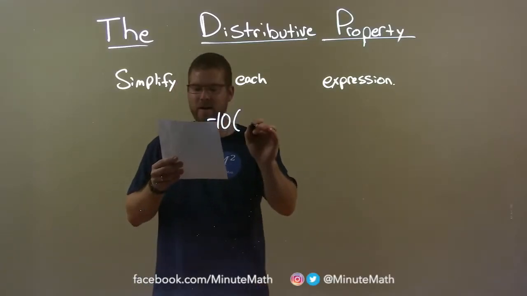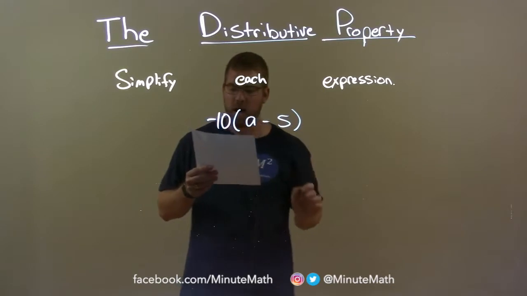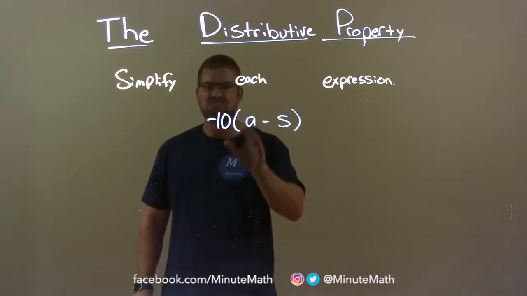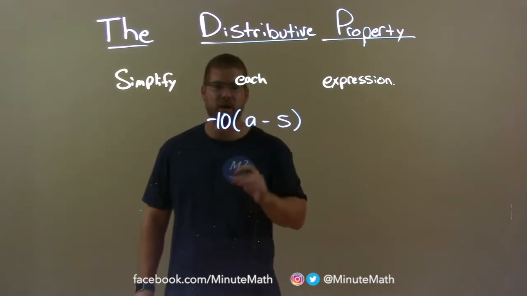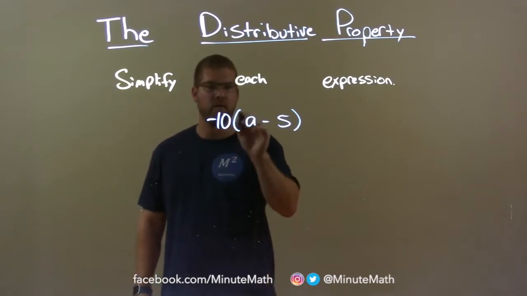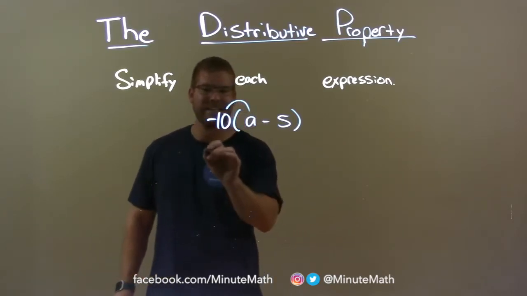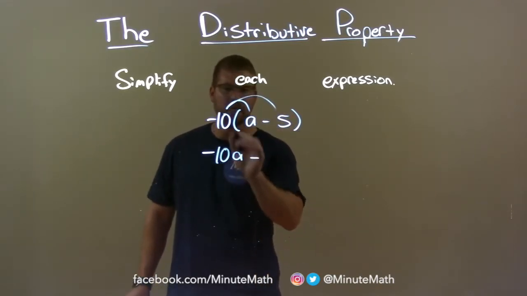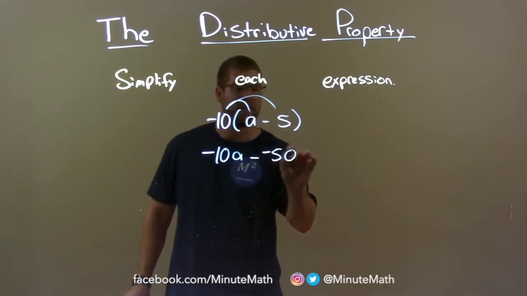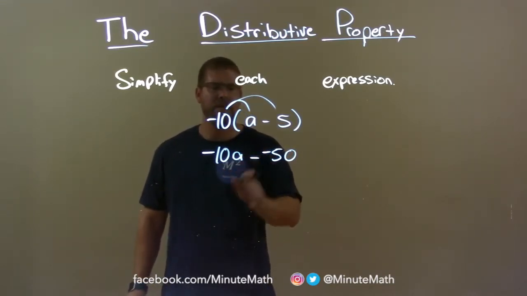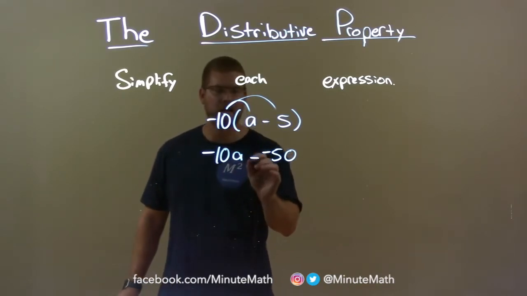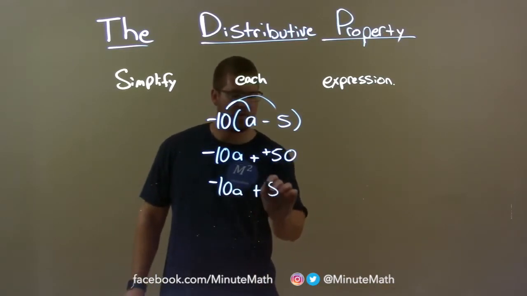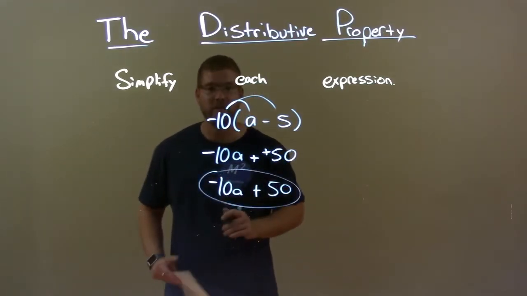Negative 10 times a minus 5. All right, inside my parenthesis, nothing I can combine. We cannot simplify that. All right, so now we have to distribute the negative 10 across. Negative 10 times a is a negative 10a. Negative 10 times 5, well, we have subtraction. Negative 10 times 5 is a negative 50. All right, but now we have subtracting a negative, which is the same thing as adding a positive, right? So we can rewrite this to be negative 10a plus 50, and there we have our final answer.